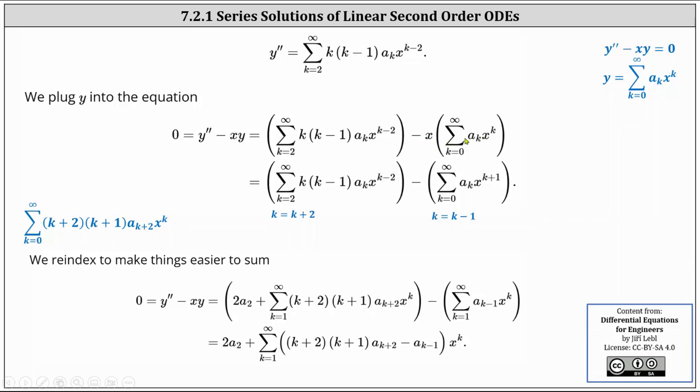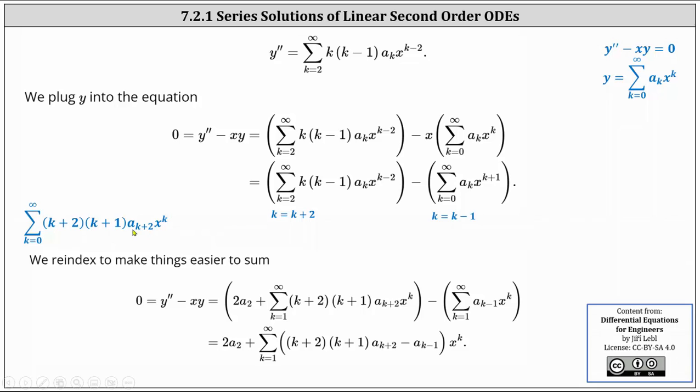Next we multiply x into the sum for the power series of y, which gives us the sum from k equals 0 to infinity of a sub k times x to the power of k plus 1. And now we reindex the power series for y double prime, so the lower limit of the sum is k equals 0. To do this, we replace k with k plus 2, which I've shown here on the left in blue. Replacing k with k plus 2 gives us a sum from k equals 0 to infinity of k plus 2 times k plus 1 times a sub k plus 2 times x to the power of k.